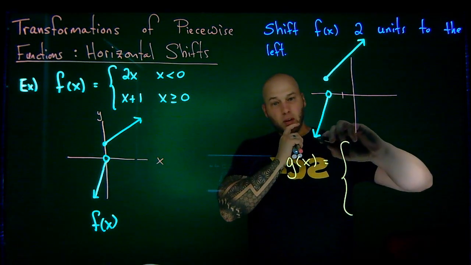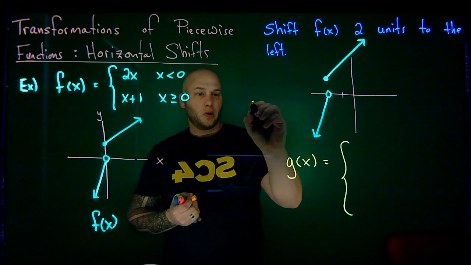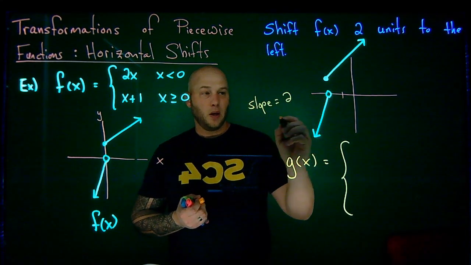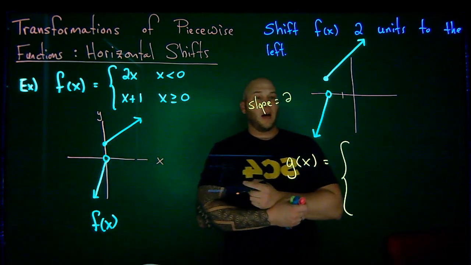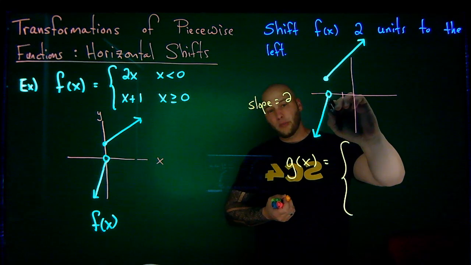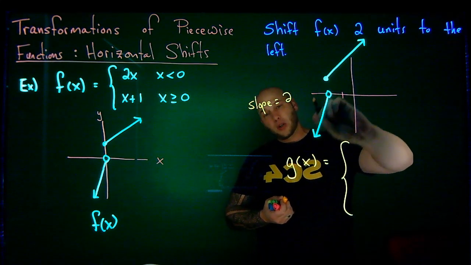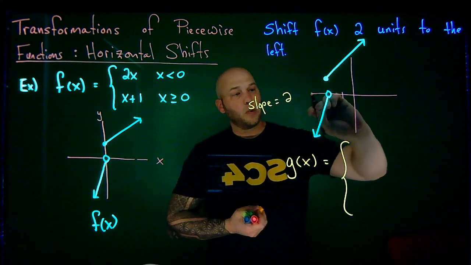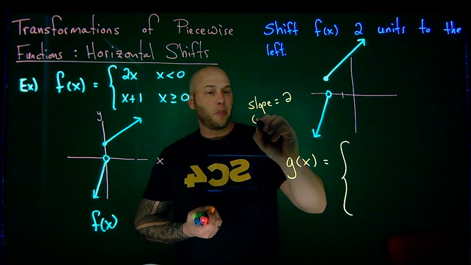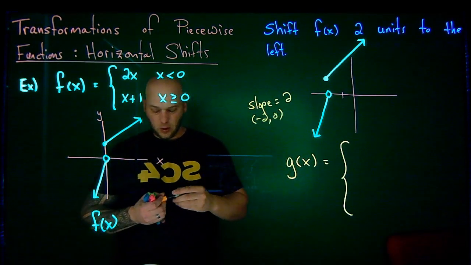For this line right here, the slope is equal to 2. And I know that if I were to continue this line, it would pass through this point. It doesn't matter if it does or not, because I'm trying to find the equation of this line segment, which would be the same as the entire line. And of course, this point here would be negative 2, 0. Let's find the equation of that line then.